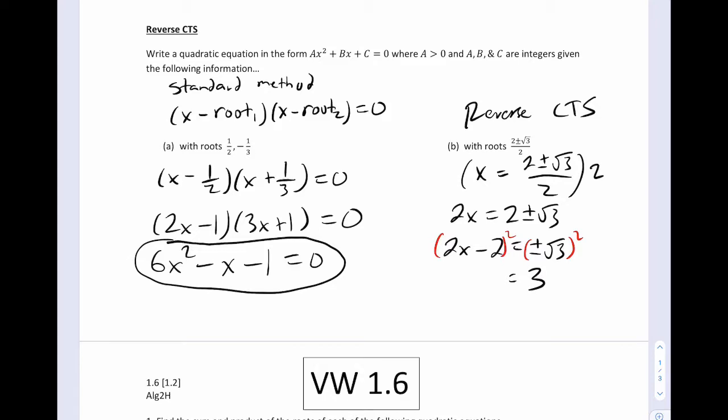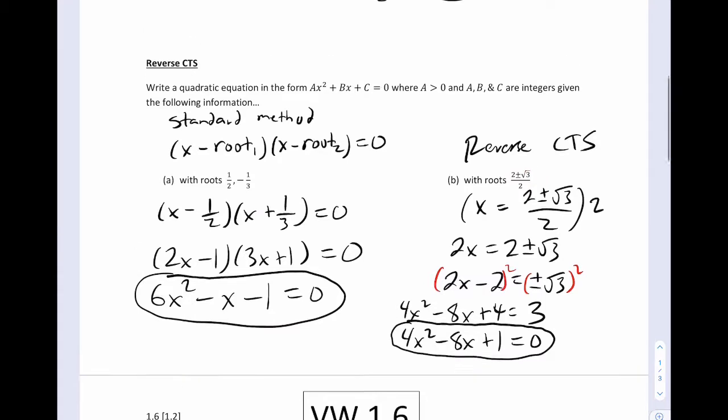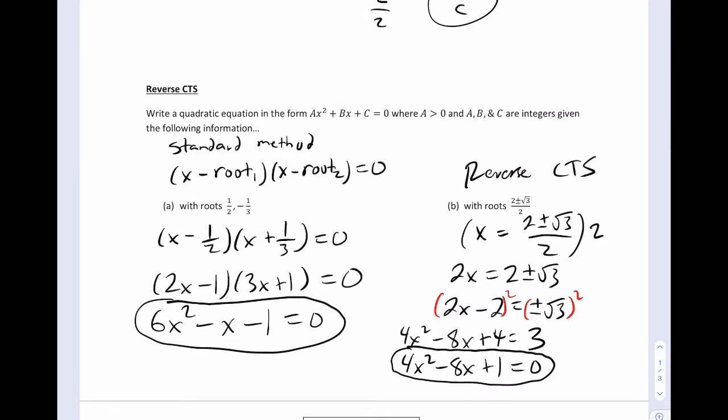And the left side, that's going to become 4x squared minus 8x plus 4. And look at that. We recreated the equation. So now it's 4x squared minus 8x plus 1 equals 0. And that is going to be the equation that generated this solution. Okay, so work on the rest of the questions and bring whatever questions you have to class.